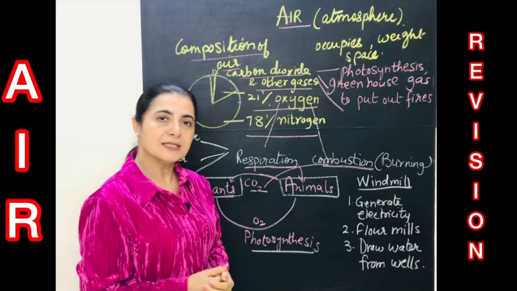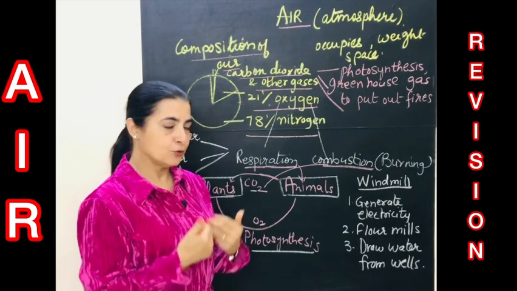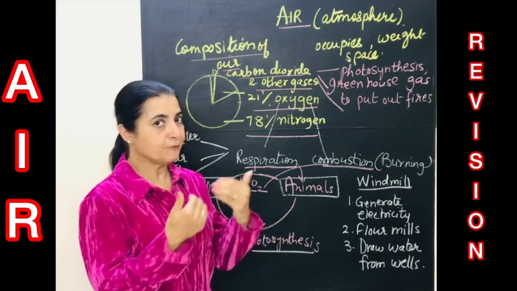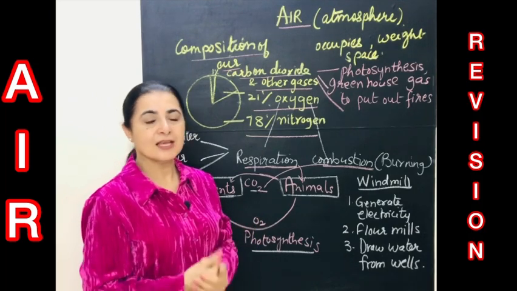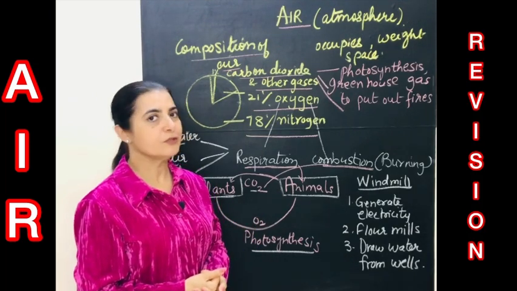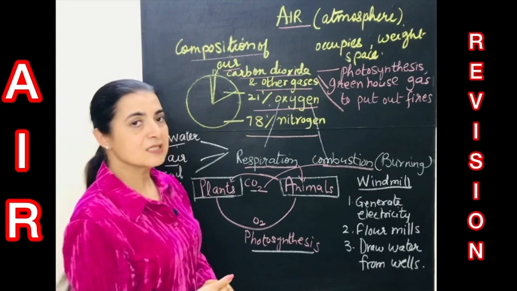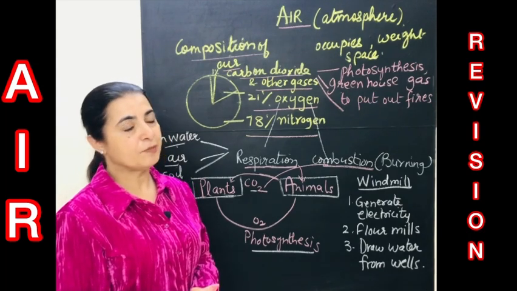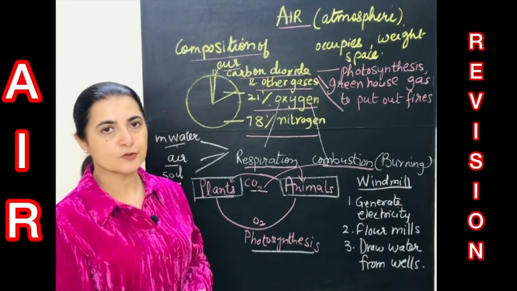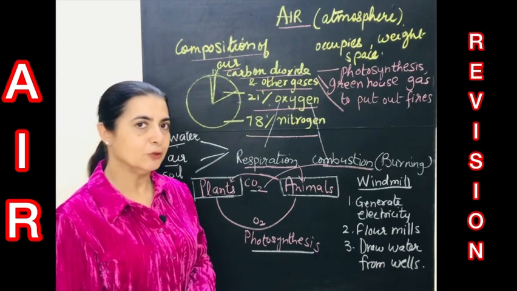So the next gas is carbon dioxide. We all know that plants make their own food, and I have told you how to remember it. First say food and first say photosynthesis. The process of making their own food is known as photosynthesis. Photosynthesis is very important, because if plants do not make food with the help of photosynthesis, we will not be able to survive.